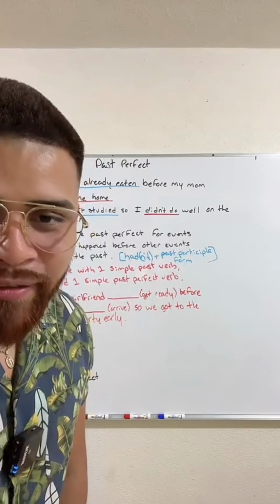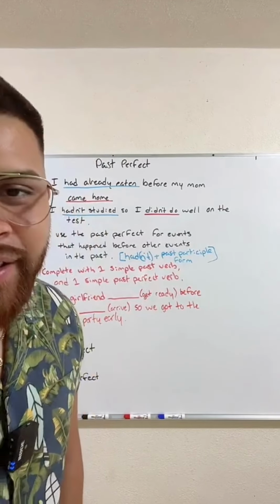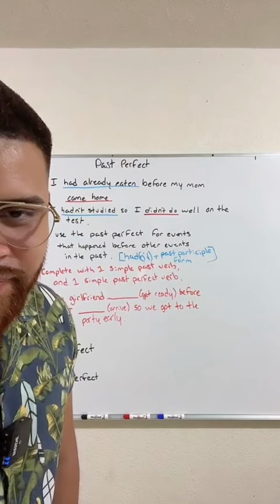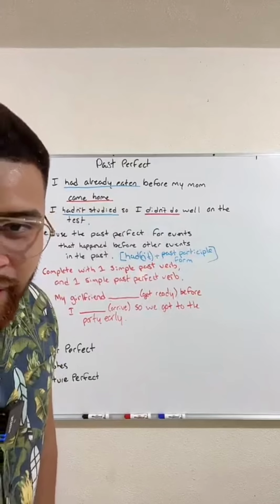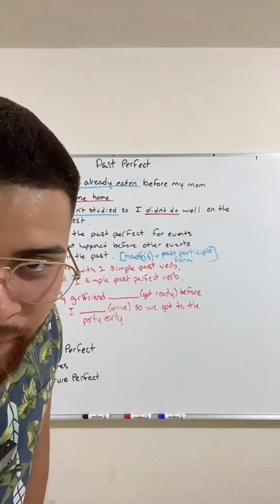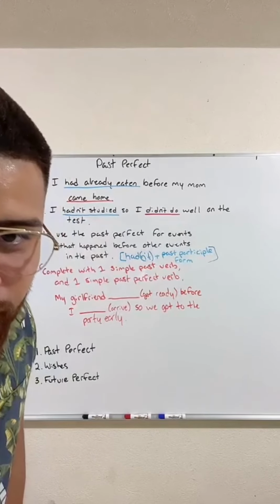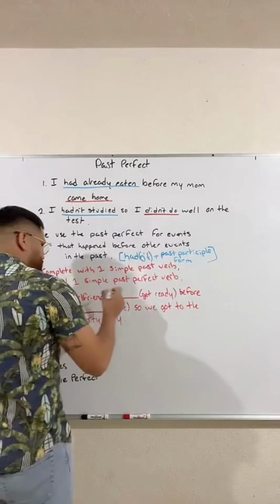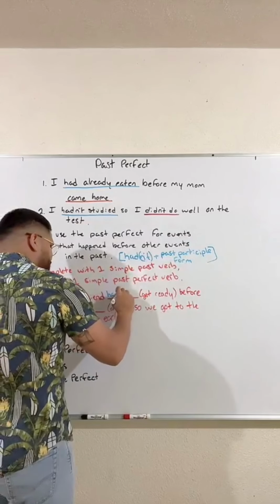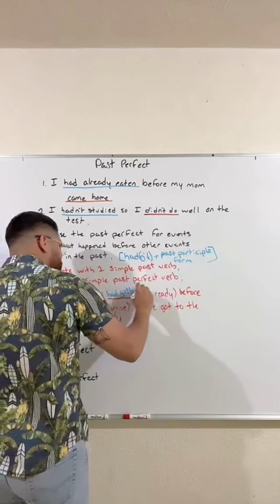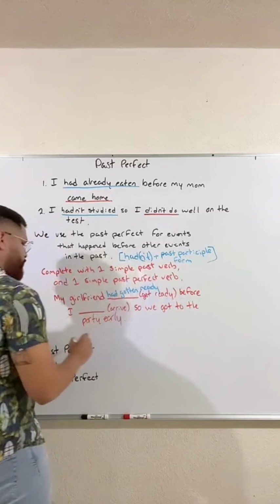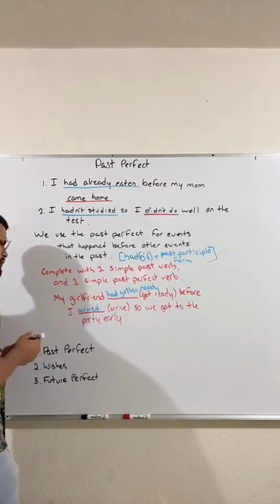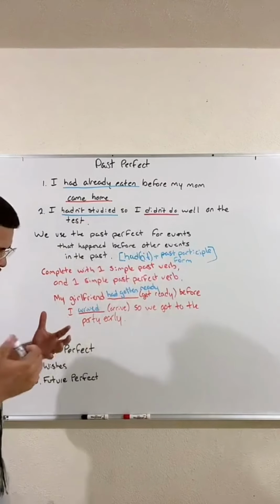Jonathan, my girlfriend had gotten ready before I arrived. Very good. Very good, Jonathan. Let's see. And all my girlfriend had gotten ready before I arrived, so we got to the party early. Exactly. All right. My girlfriend had gotten ready before I arrived, so we got to the party early.